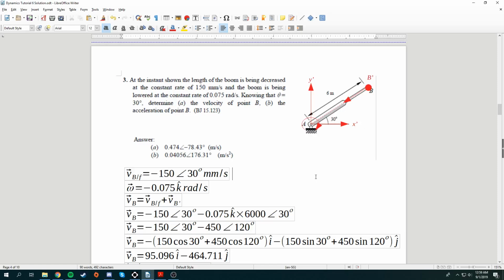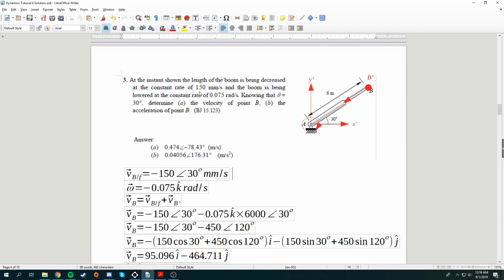So for question 3, we have this question. At the instant shown, the length of the boom is decreased at a constant rate of 150 mm per second, where the boom is being lowered at a constant rate of 0.05 radians per second. Knowing that theta is 30 degrees, determine the velocity of B and the acceleration of point B as well.